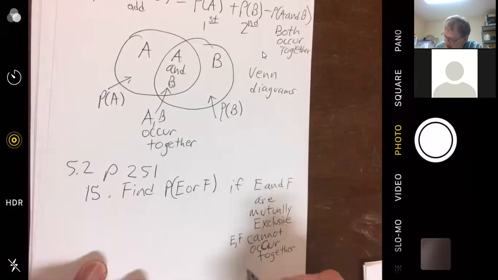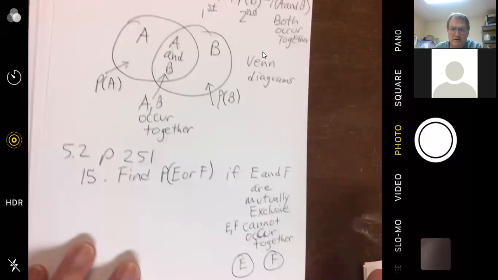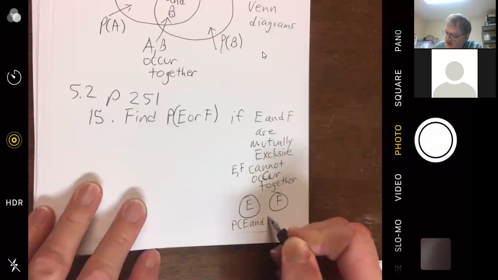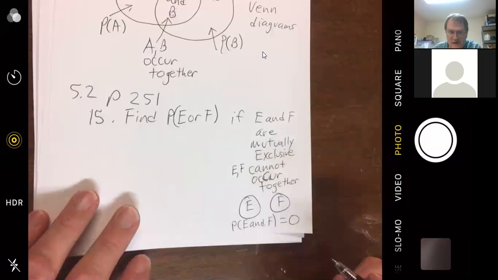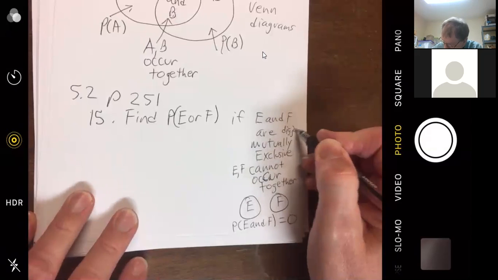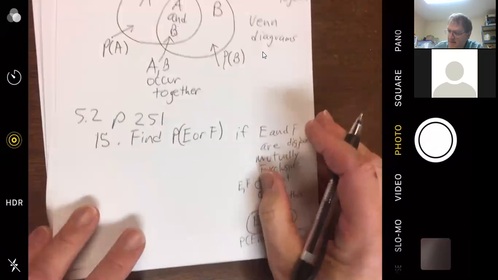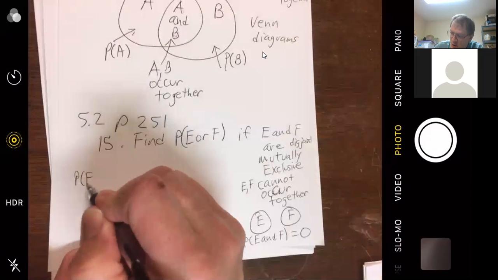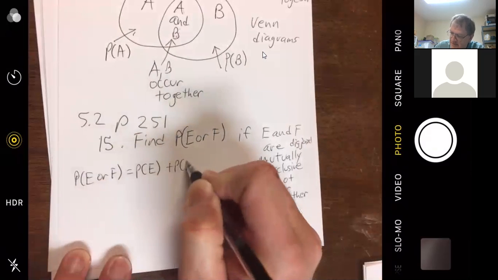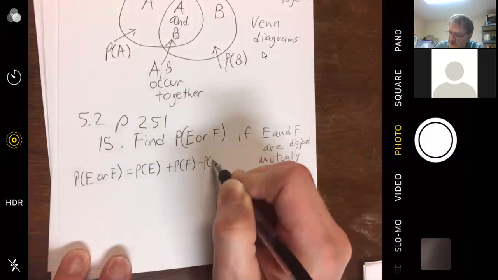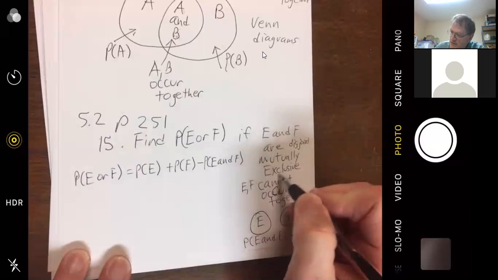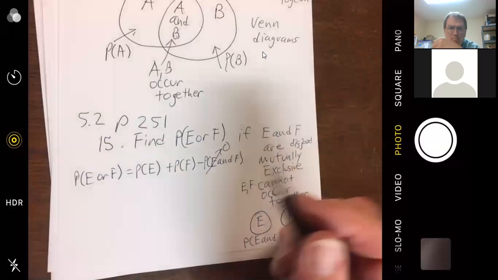So the circles are like this. Here's E, here's F, which means the probability of E and F is 0. When they use this phrase, the other word for it is disjoint. So I write this out. The probability of E or F is the probability of E, add the probability of F. I always write down all three pieces, minus the probability of both, E and F. And since they use the words mutually exclusive, that last piece is 0.